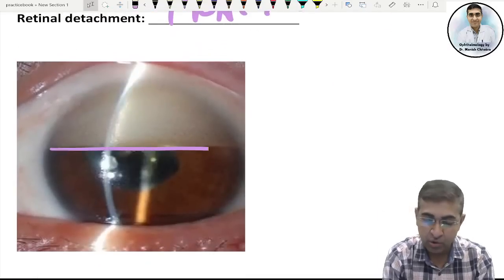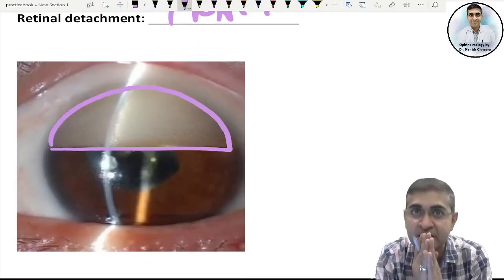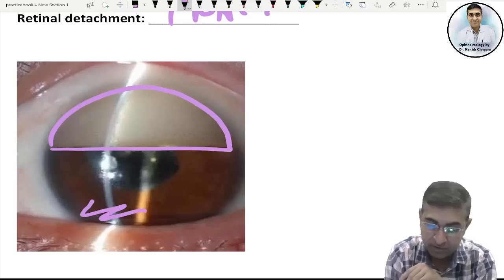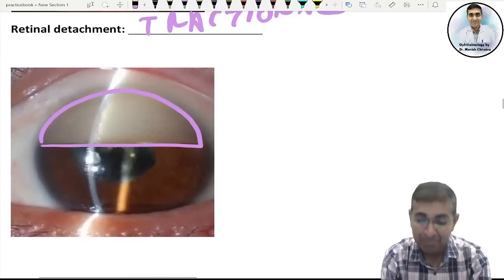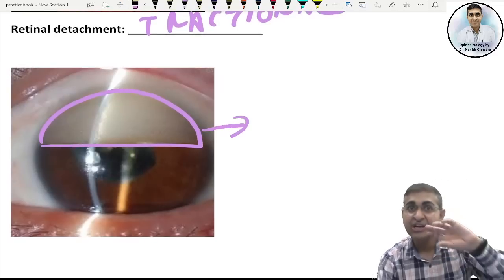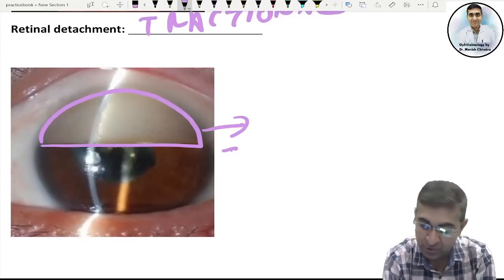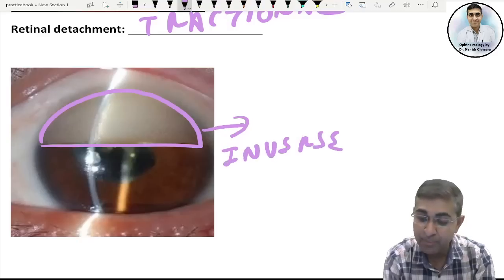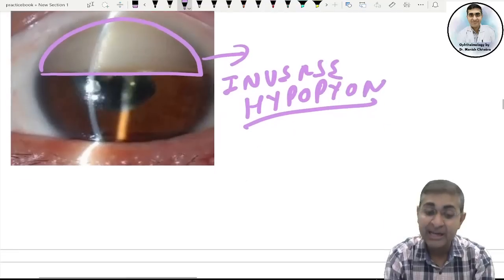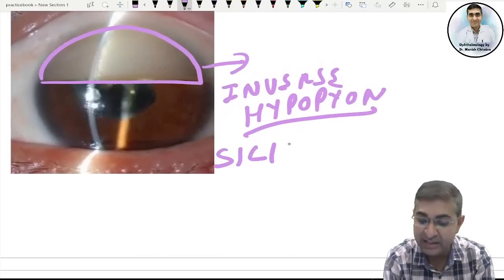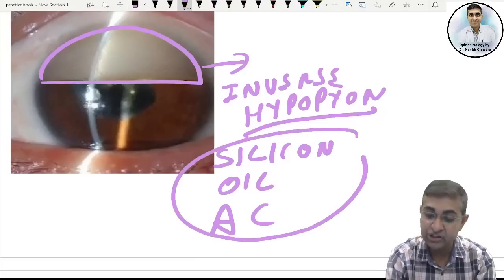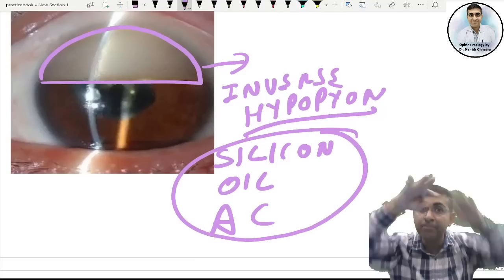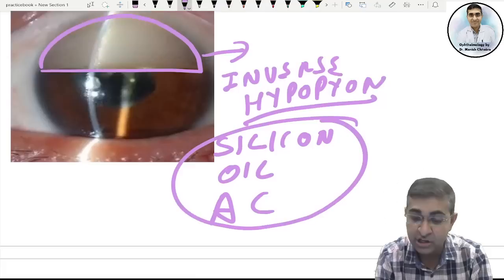What is this? So it appears, you will say, sir, it is pus in the anterior chamber. My dear friend, if there is pus in the anterior chamber, it will be present here. It is present superiorly. So it looks like pus in the anterior chamber, which is at an inverted place. So you call it inverse hypopyon. Inverse hypopyon is not true hypopyon. It is actually the silicon oil emulsified in the anterior chamber. Because it is lighter, it will rise up and it will get emulsified. So it is inverse hypopyon.